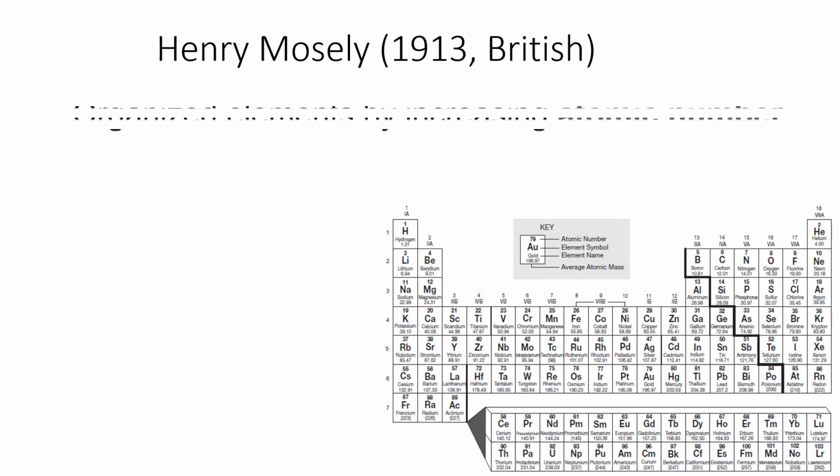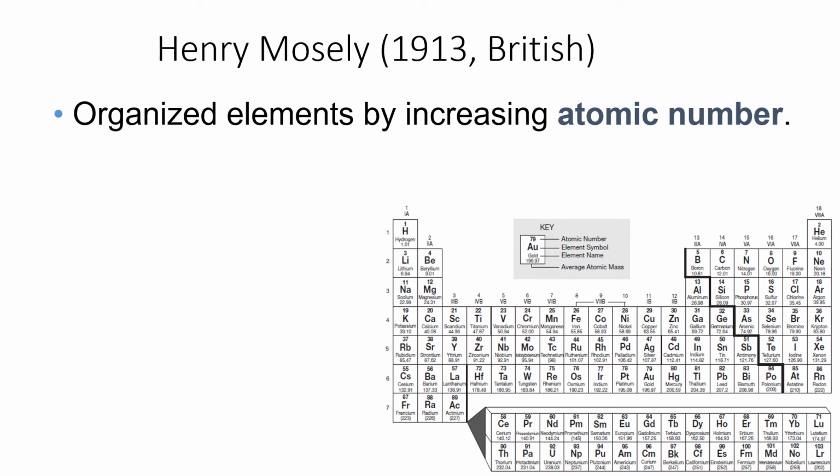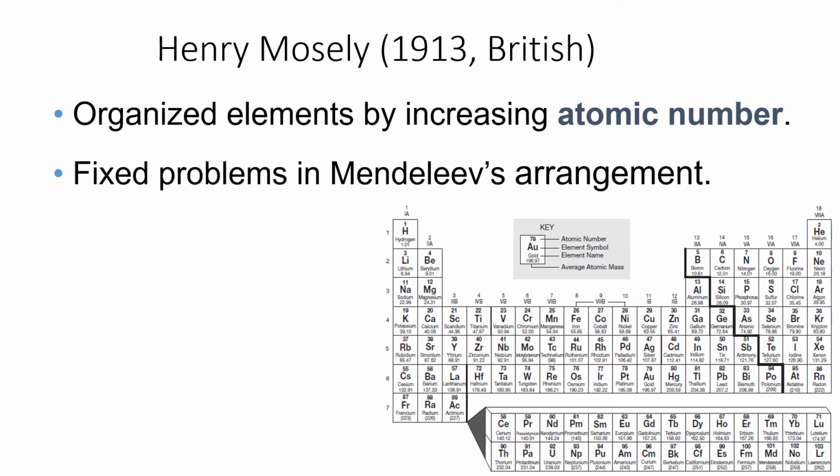In 1913, Henry Moseley fixed Mendeleev's problem with his periodic table by putting it in order by atomic number. Remember from our last video that atomic number is the number of protons for any element, and it is its unique identity. Now, when we put the elements in order by atomic number, that's when Mendeleev realized that there was a repeating pattern in the elements' properties, both chemical and physical.